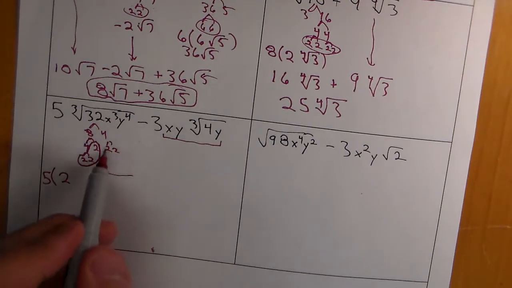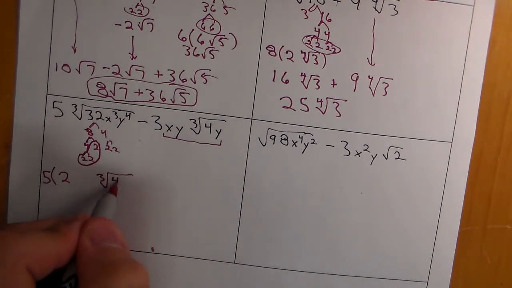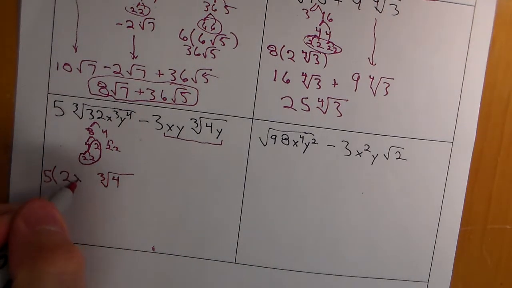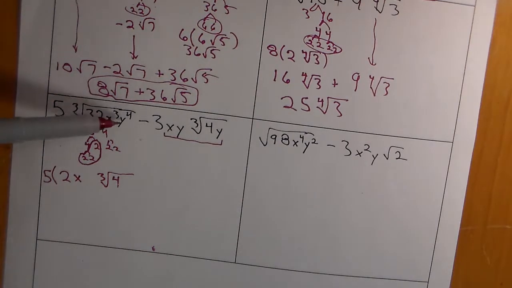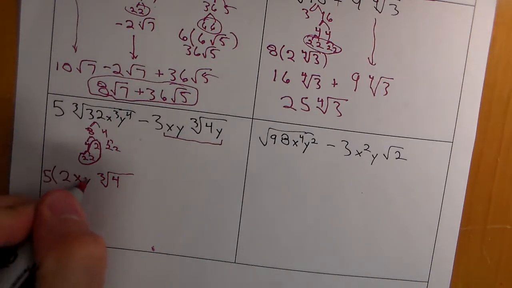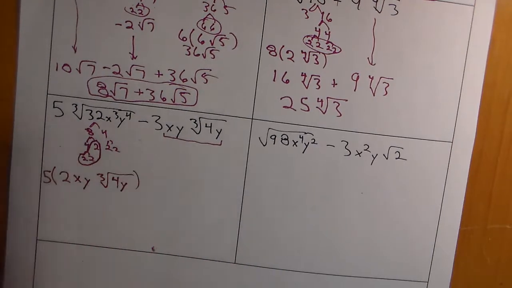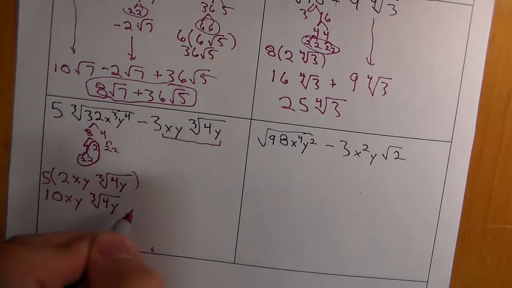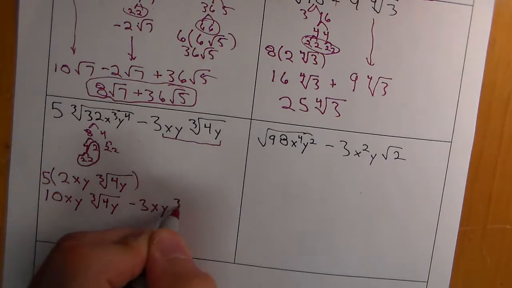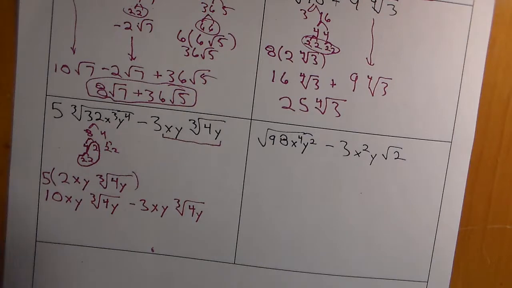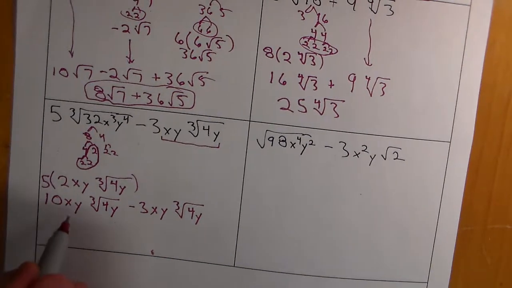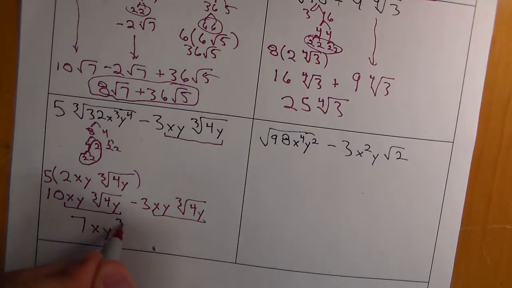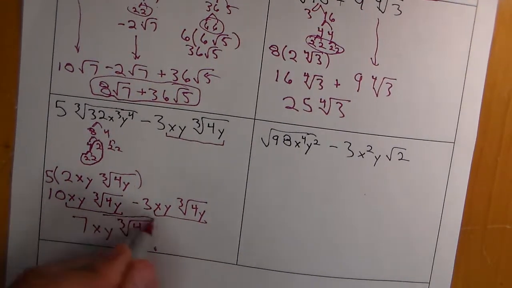and then I'm going to have two of them left over, so I'm just going to put 4 because that's 2 times 2. X to the third, and it's a cube root, takes out one set cleanly, exactly. Y to the fourth takes out one set, leaves one left over. So I now write this as 10xy cube root of 4y minus 3xy cube root of 4y. 10 and negative 3 are my coefficients. Everything else matches, so that's 7xy cube root of 4y.